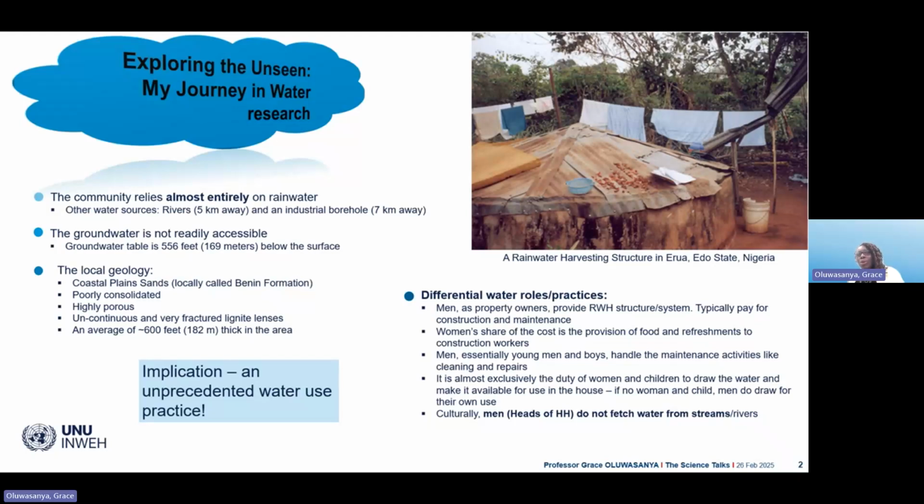Anyway, to cut the long story short, it turns out it is a taboo for married women to be in a village meeting. So all the women I had seen before then were youth or unmarried women. And I wouldn't have known if that situation had not occurred. But by the time we all calmed down and I started to interact with them about the differential water roles and practices, they told me something remarkable that actually changed my perspective about water resources management in my career.